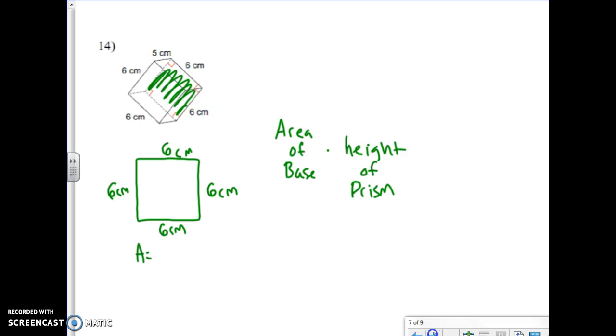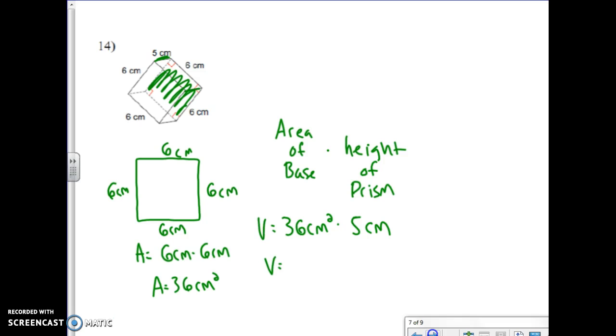So area of the base. So area is going to be 6 centimeters times 6 centimeters. So my area is 36 centimeters squared. So I'm taking 36 centimeters squared and multiplying it by what is pushing them away. So what's pushing those two bases away is 5 centimeters. So 36 times 5 is going to be 180 centimeters cubed. Let's look at another one.